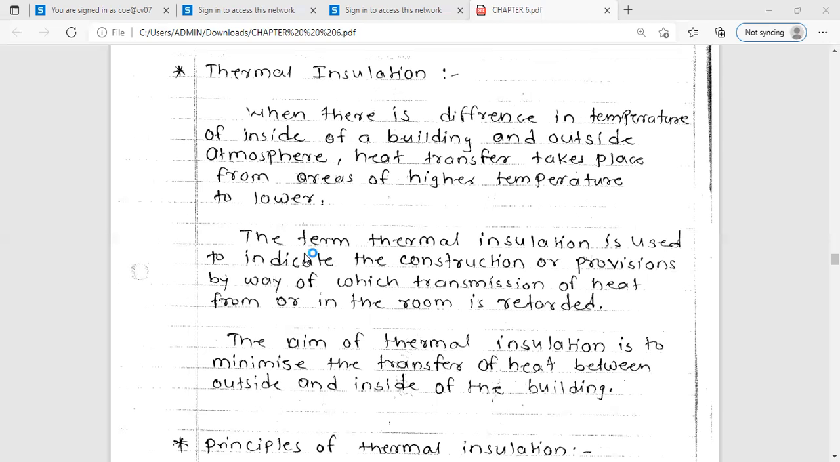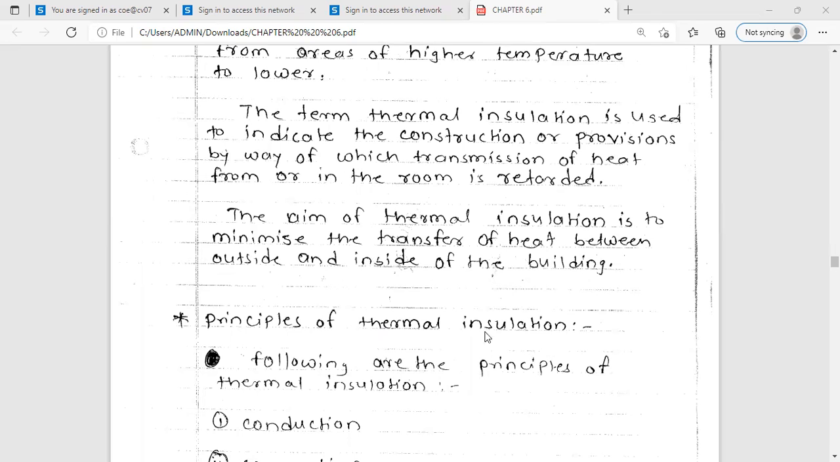Okay, by considering these things, we will be able to achieve thermal insulation in a particular building or room. It means here we have to minimize the temperature transformation or thermal transformation, which may occur from material to material. These are the different phases, or we can say principles, of thermal insulation.